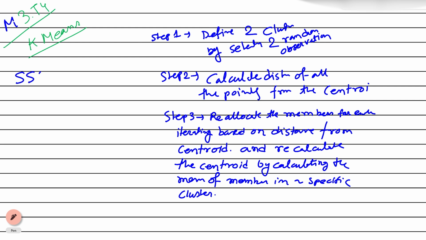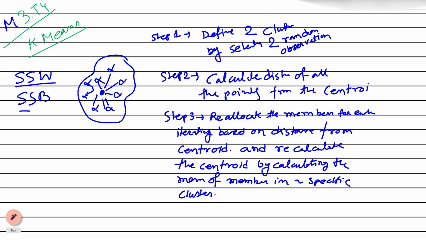SSW, that is nothing but within the cluster. Let's say this is a cluster. You have a centroid over here, and these are the points. You take the distance from the centroid and calculate the sum of squares. That is the measure of sum of squares within. Now what is sum of squares between? Let's say you have another nearest cluster, where the members are also available. So now what will you try to find out?